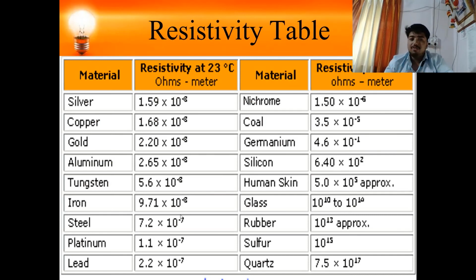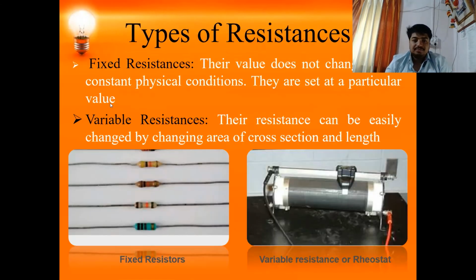Now, this is a resistivity table of various materials. Here you can see silver, copper, gold, aluminium, and in this sheet you can see that silver has the least resistivity. If we take a standard temperature of 23 degrees Celsius, silver has a specific resistance of 1.59 into 10 raised to minus 8 ohm meter. So this means that silver is the best conductor of electricity among these. Then comes copper, gold, aluminium, tungsten, and so on. Yes. Now let's move further.